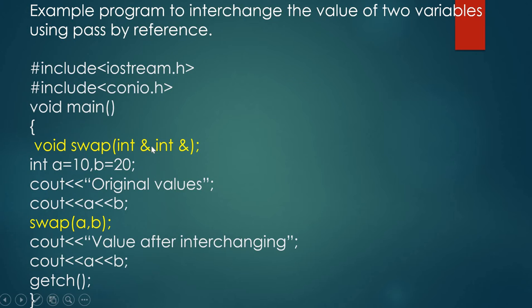void swap(int &, int &). This is the declaration of the function swap. Here we are initializing a with 10 and b with 20. That is the original values. Cout a and b will print 10, 20. After that we are calling the function swap. This is the function call. Then after calling that function, we are printing the values of a and b.